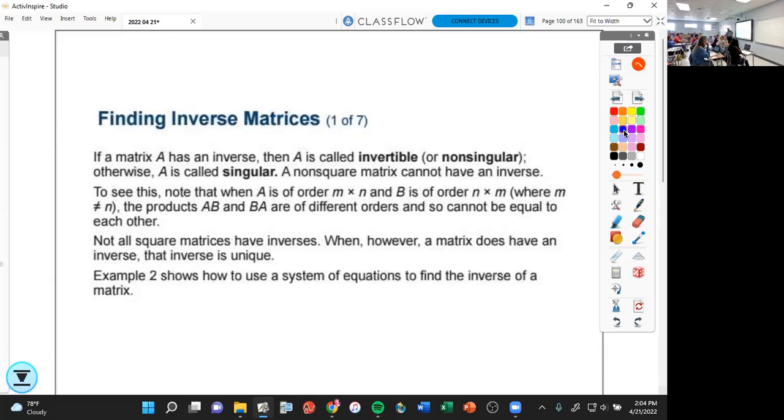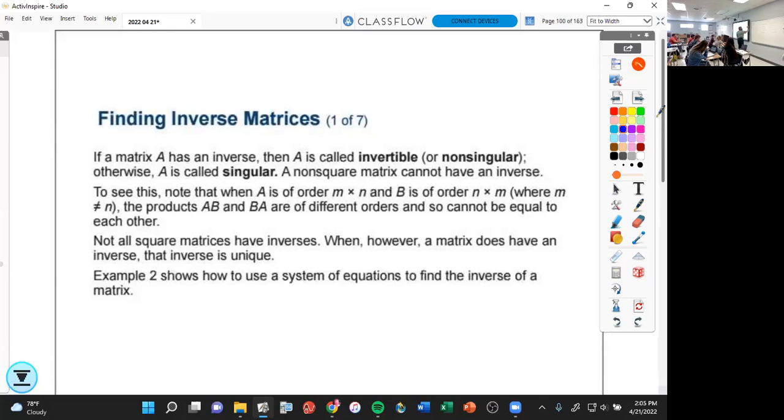Not all square matrices have inverses. If it does have an inverse, then that inverse is unique. So if there is an inverse, there's only one. For instance, what's the multiplicative inverse of 5? 1 over 5. Is there another one? That's it. It's unique. Same with matrices. If there's an inverse, there's only one inverse. There's not more than one. That's it, just one.